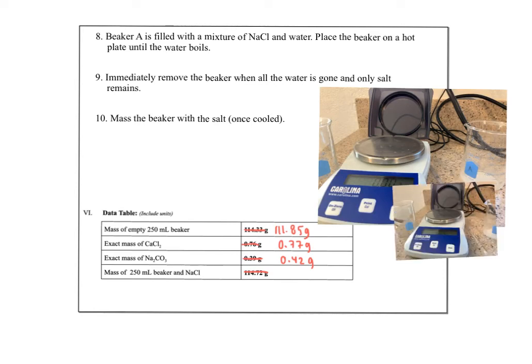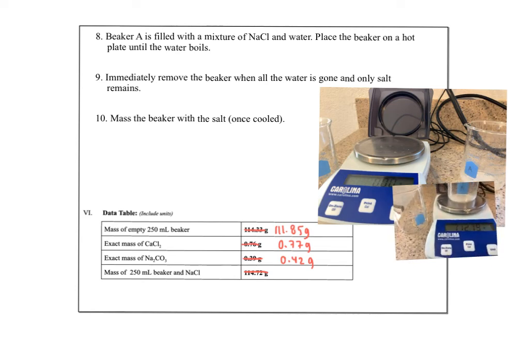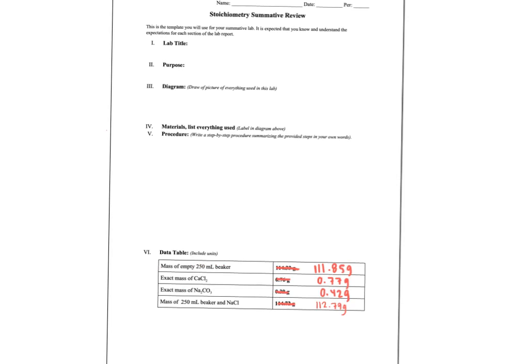All right, let's see if that works. So I zeroed out the balance, and this is my room temperature beaker with the salt in it. I put it on the balance. And it says 112.79 grams. That is my mass of 250 ml beaker and NaCl, 112.79. So we'll take my little pen, 112.79 grams. Okay, so that is the lab portion.